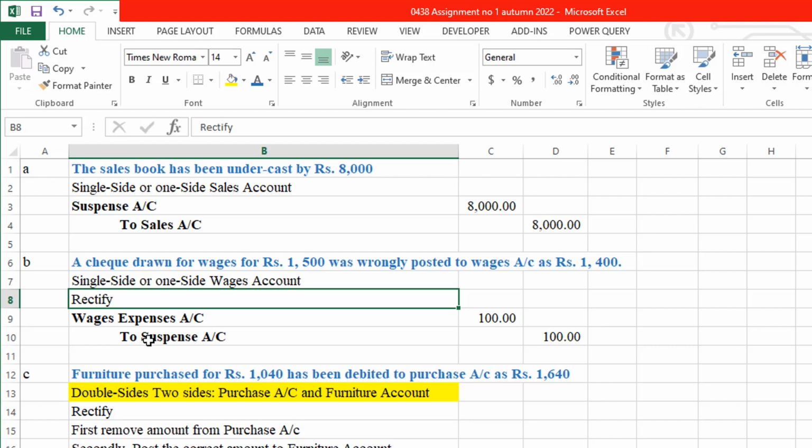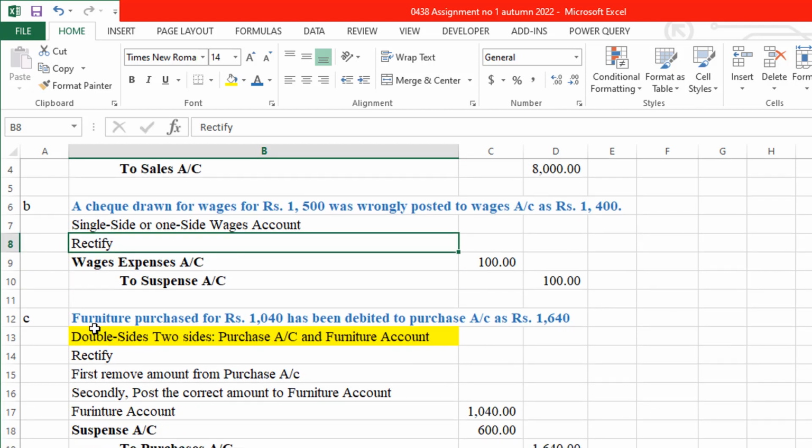So at the end it will automatically be balanced. If there is some difference, we keep it as it is and we will again go to the records and get the details inside to trace out this fault or this error. So we need to increase the wages expense account debit side with 100, so we make this debit by 100 and suspense account 100. Now the transaction number C, our third, furniture purchase of rupees 1040 has been debited to purchase account as rupees 1640.